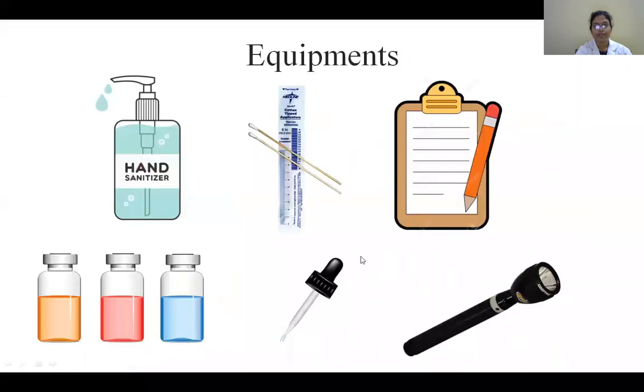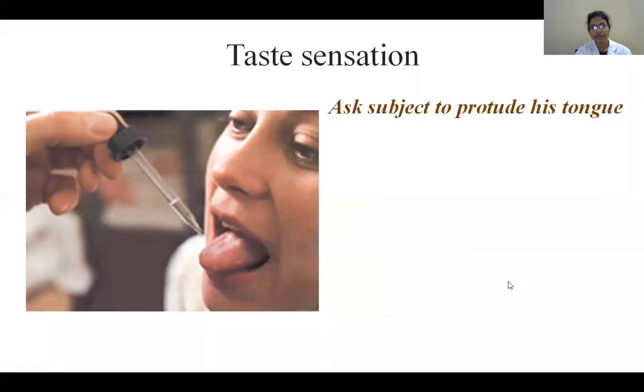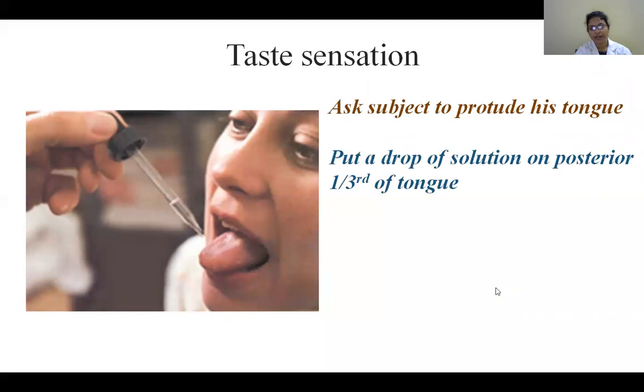So again, the same set of instruments. What we need is your torch and the swab. For taste sensation, the taste solution and a different set of droppers. So as we did the taste sensation with the facial nerve, similarly we do for the taste sensation for the glossopharyngeal nerve. That is, we ask the subject to protrude his tongue and then you put a drop of solution on the posterior 1/3 of the tongue.